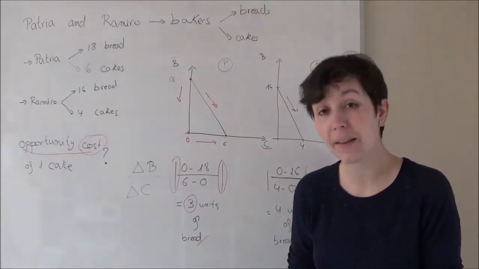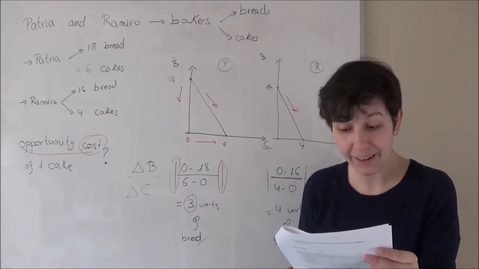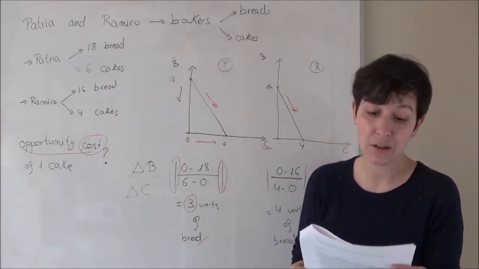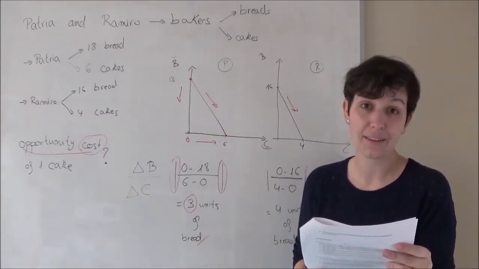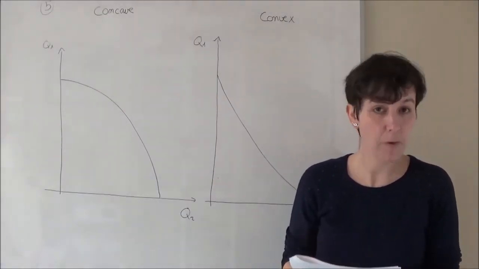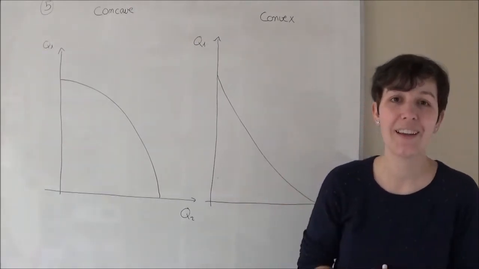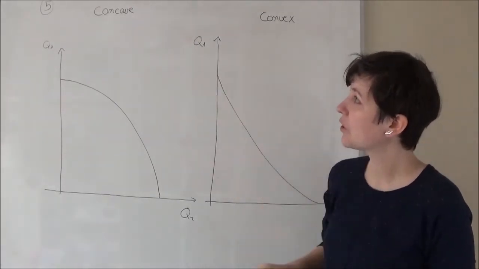Patricia has a comparative advantage in the production of cakes, while Ramiro has the comparative advantage in the production of bread. And the last question, before starting the international trade part, is question number 5.